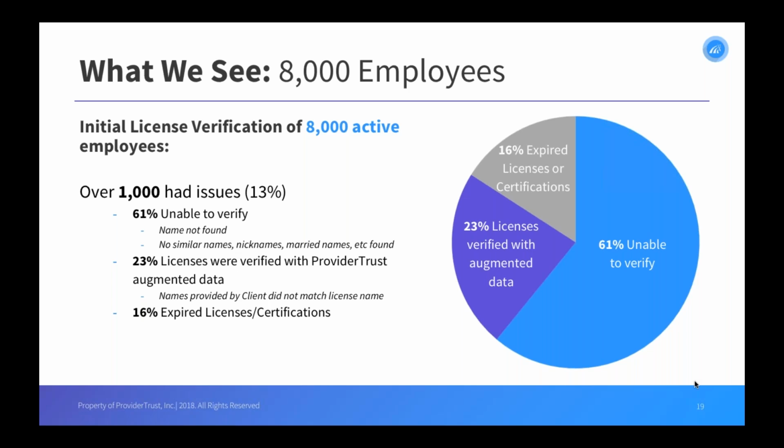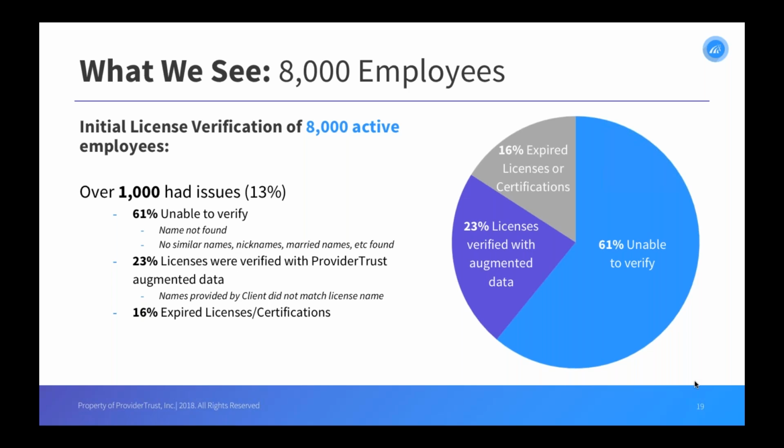Now, keep in mind, our database has all sorts of extra things. So we know that a social security number is tied to a person, that Donna Mawson and Donna Thiel are the same person, all sorts of things we have in our database. But even with as strong as our database was, we still had 61% of their folks that we were not able to verify based on the name of the person, the license number, the state, the type of license, all the pieces of data they gave us. We still couldn't verify.